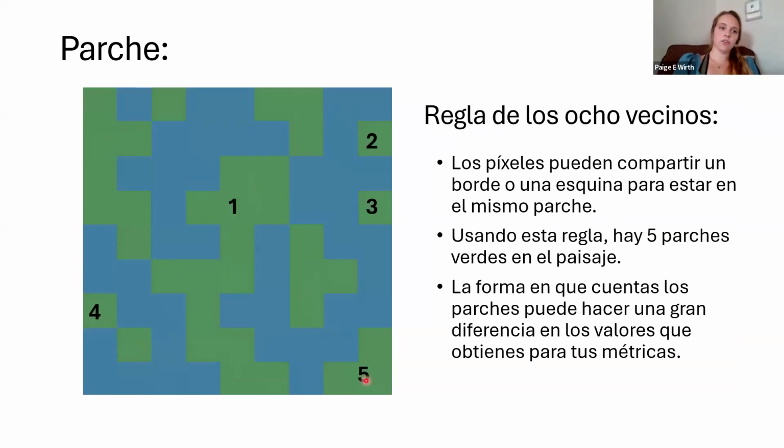The other option is to use the 8-neighbor rule. And under this rule, pixels can share an edge or they can share a corner like these. So the 8 pixels surrounding the center could all be in the same patch. We see that using this rule, there are only 5 patches on the landscape, and this shows that the way that you count patches can make a really big difference in the values that you get for your metrics.